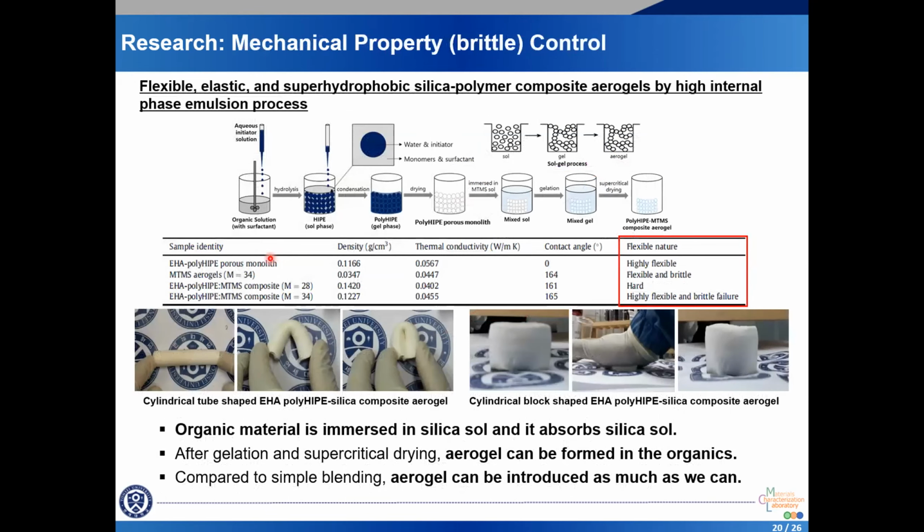The upper part of the slide shows the preparation of silica polymer composite aerogel by the high internal phase emulsion process followed by the gel process. The silica aerogels were grown in the scaffold of a macroporous flexible polymer monolith to overcome the brittle nature of silica aerogels. This composite monolith possesses extreme properties such as high flexibility, elasticity, superhydrophobicity, low density, and low thermal conductivity.